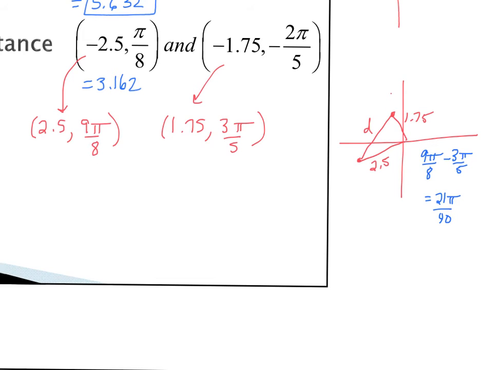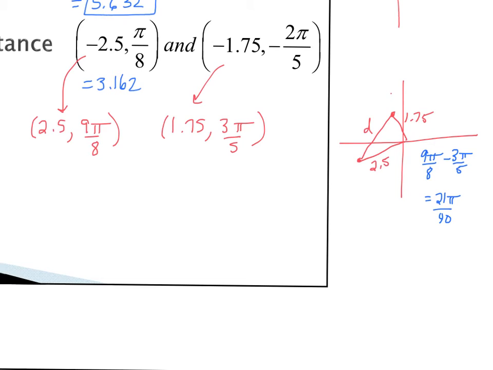Okay, when figuring out example 4, the first thing that I did was I rewrote the points so that they had a positive r value. I did this by changing the r value to the positive and then adding or subtracting a multiple of pi. So in this case, I added 8 eighths pi, giving me 9 pi eighths for the first point. And then for the second point, I added 5 fifths pi, which gives me 3 pi fifths.